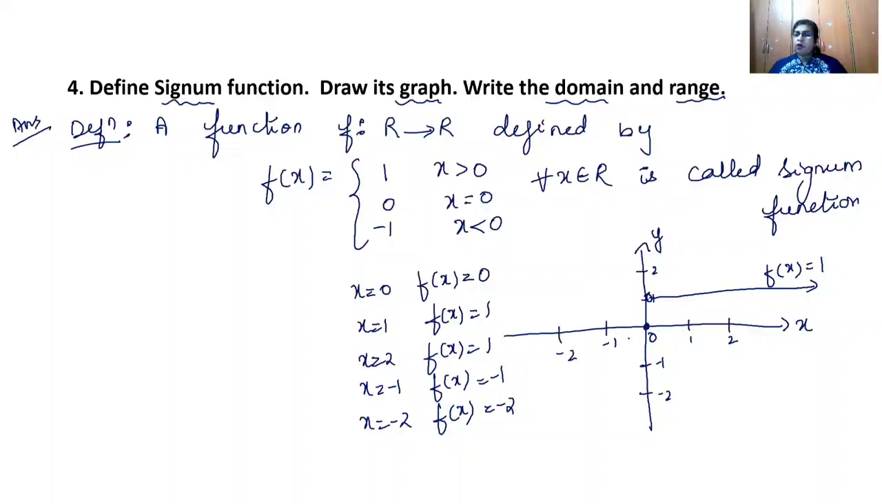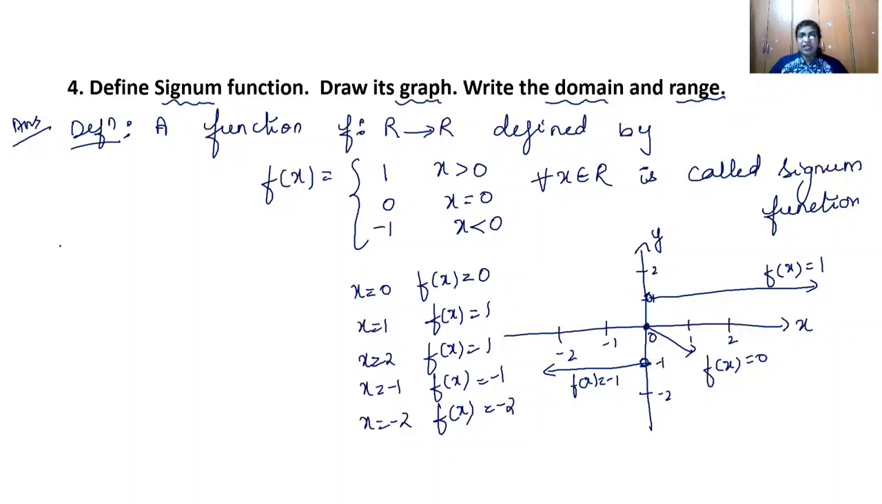And for all the numbers less than 0, negative numbers, what should be our answer? -1. So here also we have the open 0 and the line moves towards the left side. So this is f of x is equal to -1 and this point is f of x is equal to 0. Hope the graph is clear.